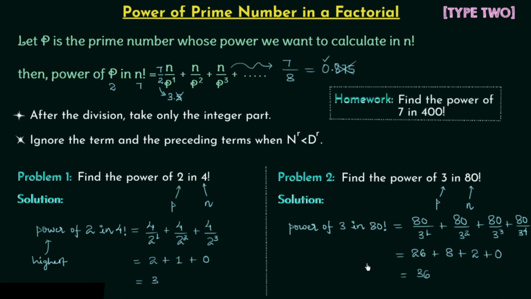So this is all for problem number 2, and now we will move on to our homework problem. In the homework problem, you are required to find the highest power of prime number 7 in 400 factorial. So try to solve this problem, and once you have your answer, post it in comment section.